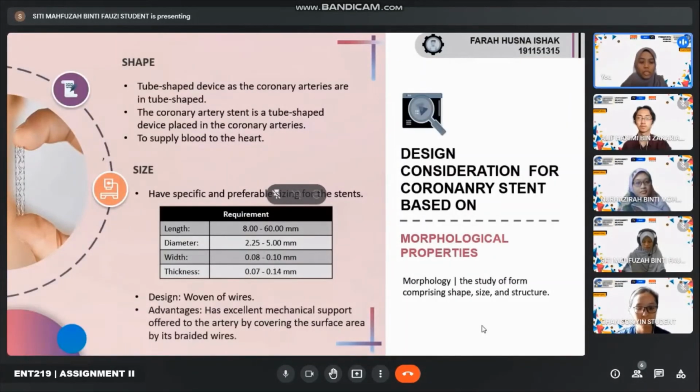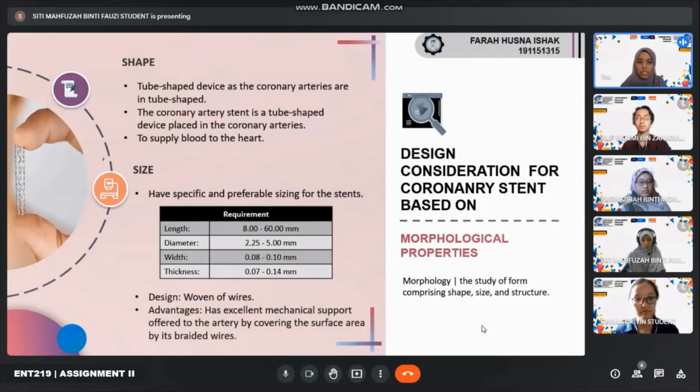Now, I'm going to continue to describe the morphological properties for the design consideration for coronary stent. So, what is morphology? Morphology means the study of form comprising the shape, size, and structure. As we all know, the coronary arteries are in a cylindrical tube shape. So, for the shape of our coronary stent, a tube-shaped device has been chosen for our design. This tube shape will be a great help to supply the blood to the heart smoothly. Then, we have researched the specific and preferable sizing for the stent. So, we have taken into consideration the sizing of our design and summarized it as in the table shown.